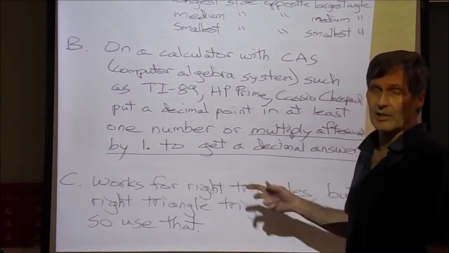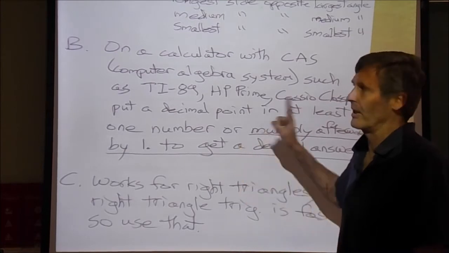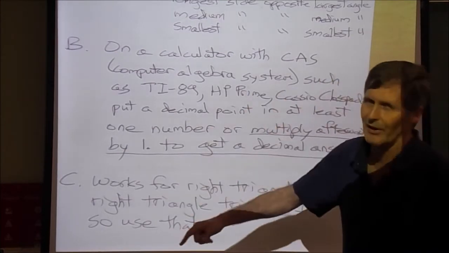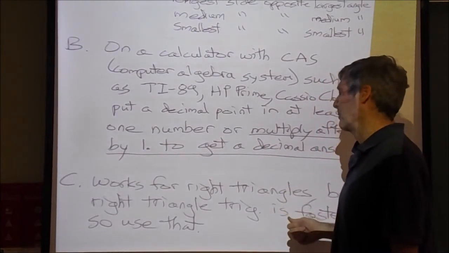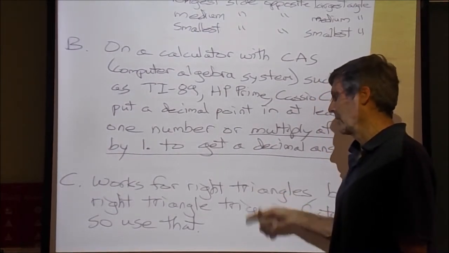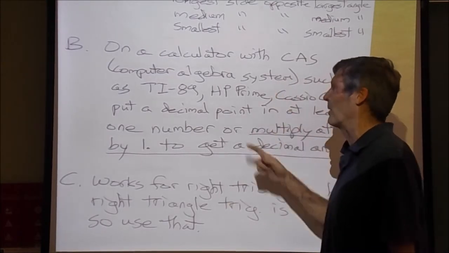And in order to get a decimal answer, you have to put a decimal point on at least one of the numbers going in. Then it says, aha, that's a rounded number, I'll round everything and put the decimal point in, and then it will give you the decimal answer. So if you're dealing only with whole numbers and you're using a CAS calculator, make sure you put a decimal point on one number.